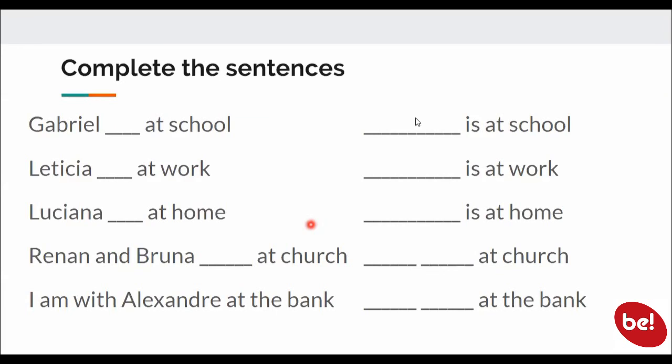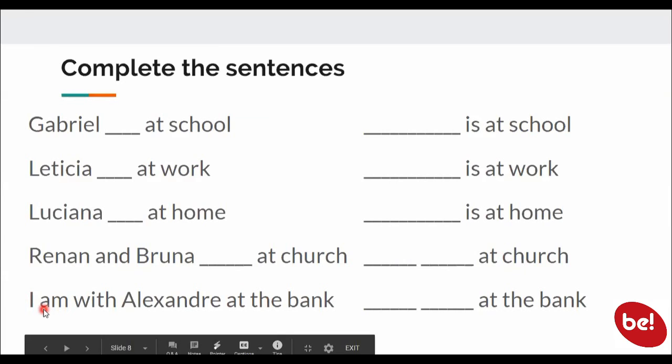Now here, if we don't want to say Gabriel again, we can use the pronoun. Gabriel is masculine, so we use the pronoun he. So he is at school. In this one, Leticia, feminine, so we use the female pronoun she. Same for Luciana, so she is at home. As I said earlier, Hina and Bruna are two people, so it's plural, and we use they. So they are at church.